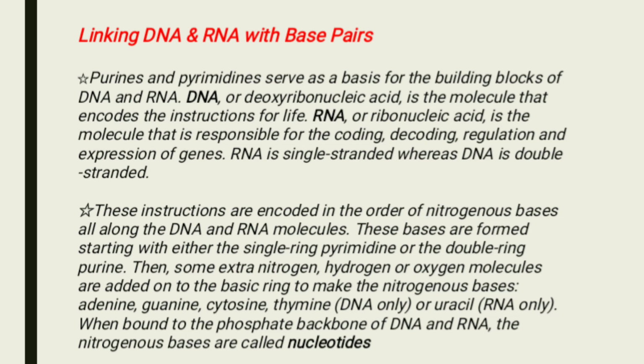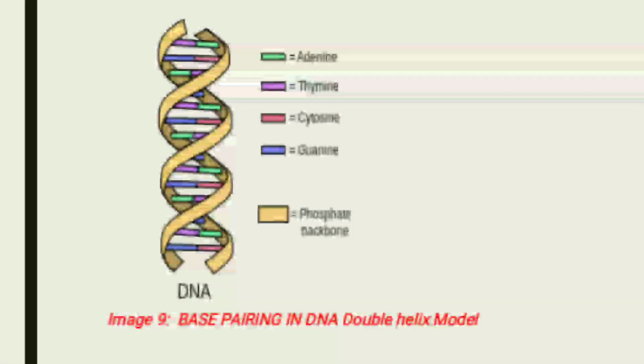These instructions are encoded in the order of nitrogenous bases all along DNA and RNA molecules. These bases start from either the single ring pyrimidine or the double ring purine. Then some extra nitrogen, hydrogen or oxygen atoms are added on the basic ring to form nitrogen bases, that's adenine, guanine, cytosine, thymine, etc. When these are bound to the phosphate backbone of DNA and RNA, they are called nucleotides.